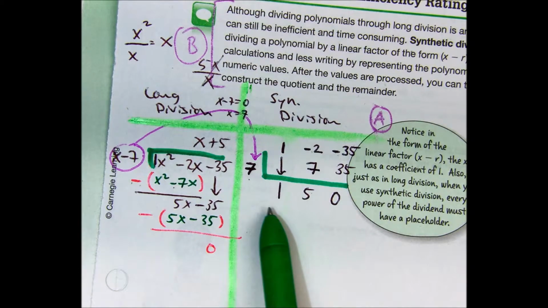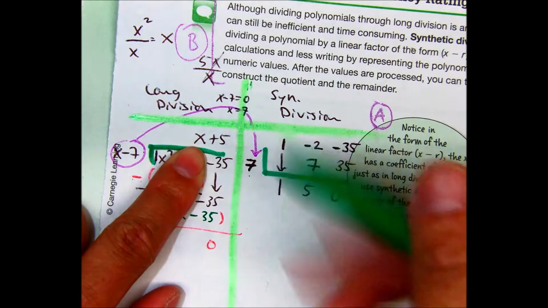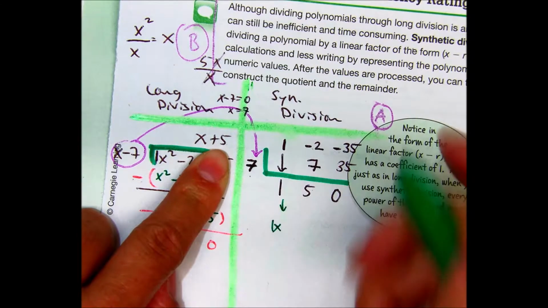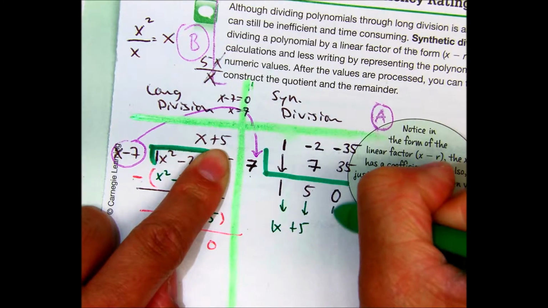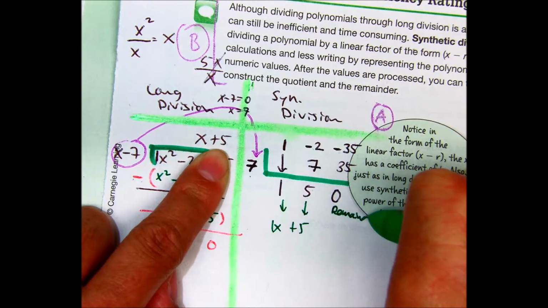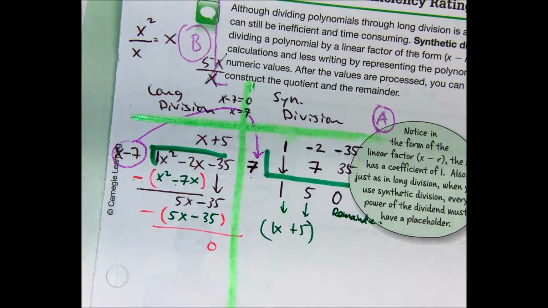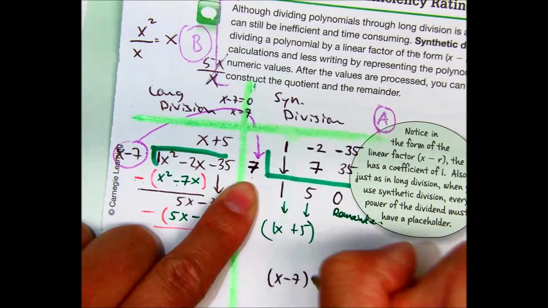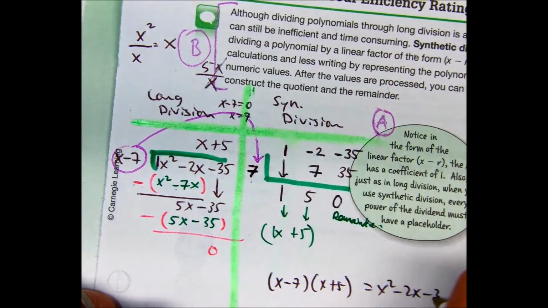Okay, now it's 1 less degree. So this does not represent x squared. It represents what? X. And this one represents the 5. And this one is the remainder. And that's your answer. So essentially x plus x minus 7, x plus 5 equals x squared minus 2x minus 35.